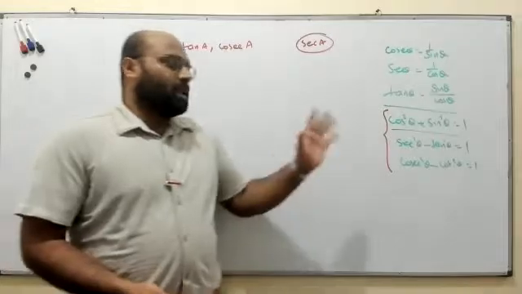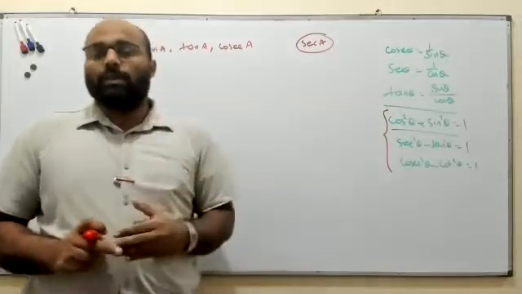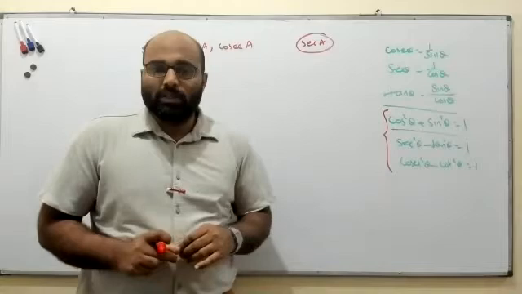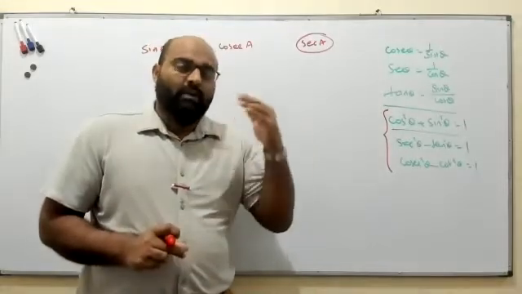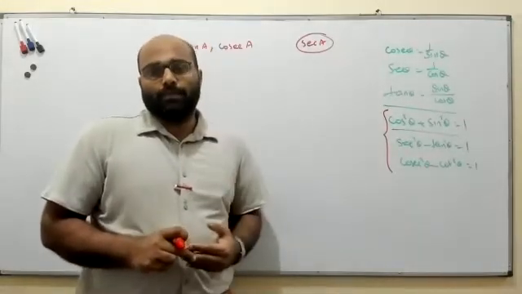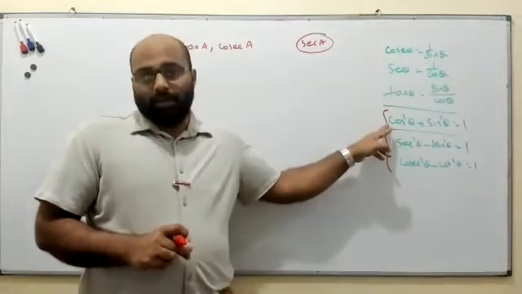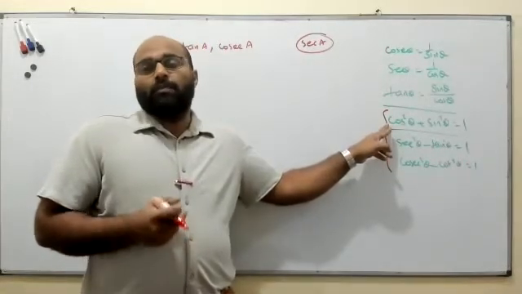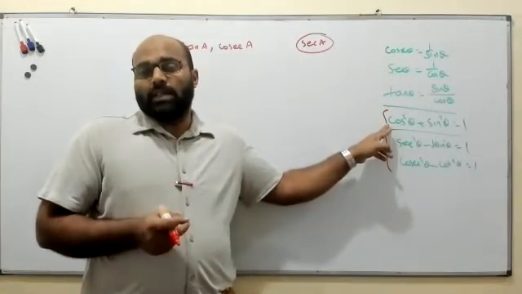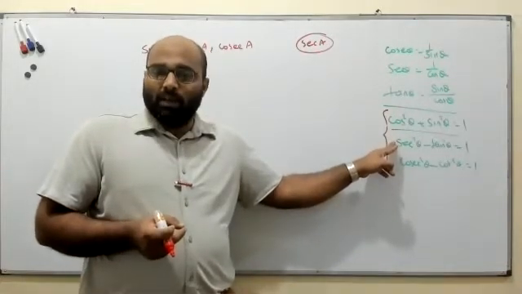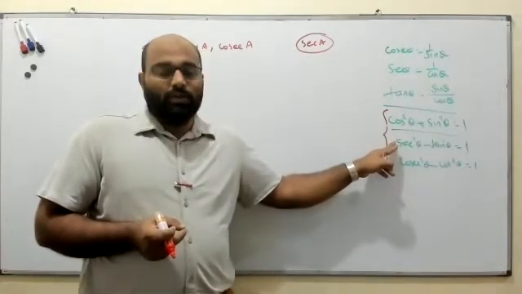Mainly we are having three identities. One is cos square theta plus sin square theta equal to 1. Second one, sec square theta minus tan square theta equal to 1. So whenever they are telling in terms of sin theta, you have to use this identity. Express in terms of cos theta also, whenever they are saying, you have to use this identity. In terms of sec theta, when they are saying, you have to use this identity. Tan theta also you have to use this identity.